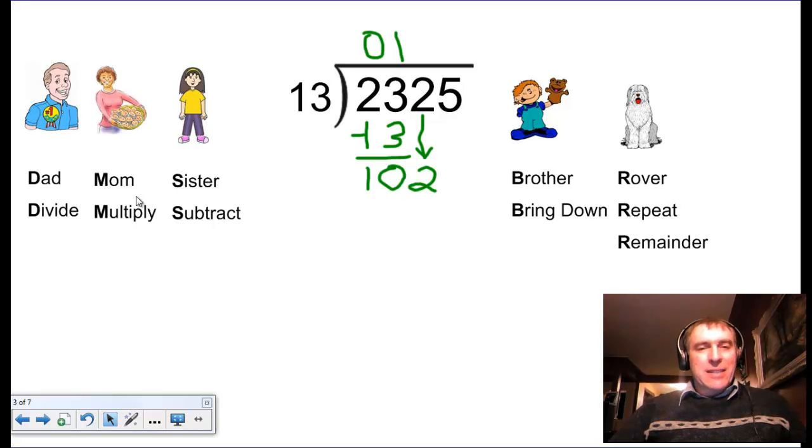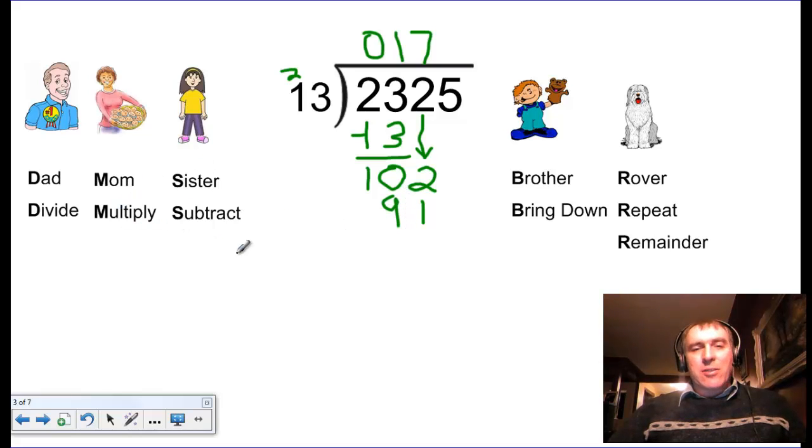So we go back to Dad. And Dad tells us that we must divide. So we ask ourselves, how many 13s in 102? Well, you know that 10 times 13 is 130. So let's guess down from there. I'll guess 7 to start off with. So we say 3 times 7 is 21. Put the 2 up top. 7 times 1 is 7, 8, 9. And we've got 91. So that's the multiply that Mum tells us to do.